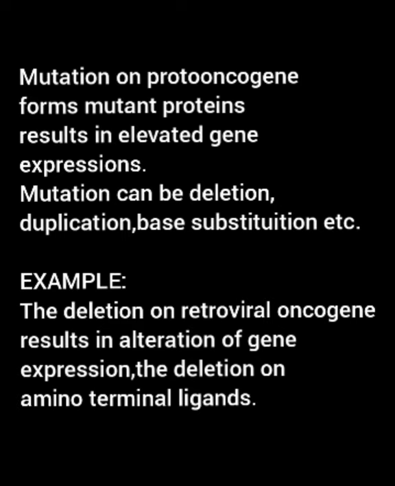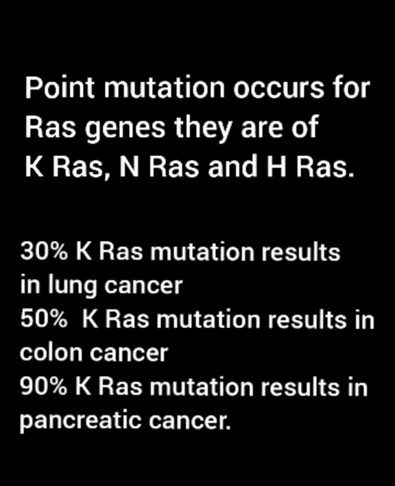Point mutations can be frequently seen in the RAS gene. RAS genes belong to the GTPase regulatory family of oncogenes. The RAS genes mainly include HRAS, KRAS and NRAS. If 30% mutation occurs in KRAS, that may result in the development of lung cancer. About 50% mutation in KRAS may result in the development of colon cancer, and 90% mutation in KRAS may result in pancreatic cancer.